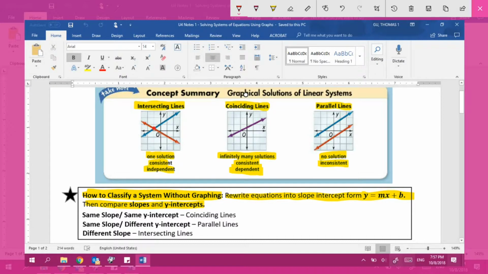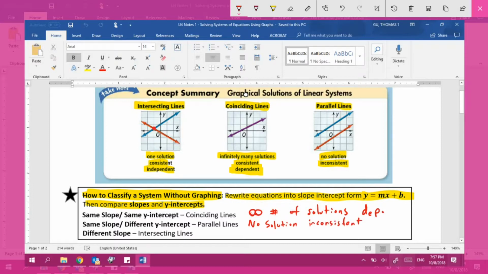Because check this out. After you get y equals mx plus b form, you check the slopes and the y-intercepts. If the slope is the same and the y-intercept is also the same, you pretty much have two of the exact same lines, which means it's coinciding, which means there's an infinite number of solutions. And that makes it dependent. If you have the same slope but different y-intercepts, that means you have parallel lines, which means they never touch. There's no solution, which means it's inconsistent.